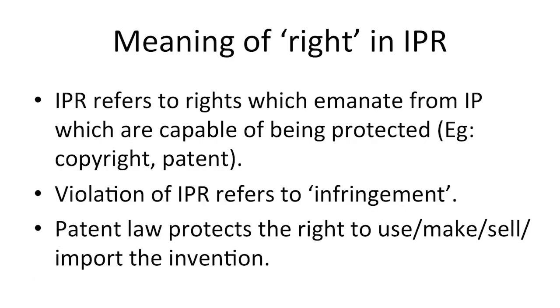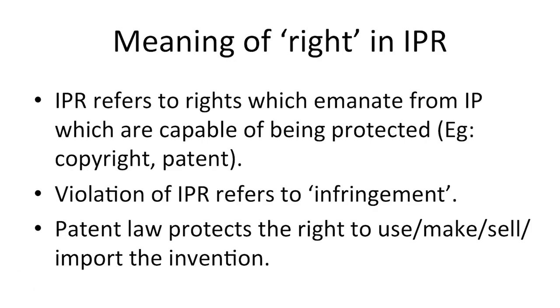In that sense, when we talk about rights in connection with intellectual property, we are talking about rights that emanate from the intellectual property which are capable of being protected. For instance, if there is an artistic work in the form of a book, then the creator of the book or the person who owns the book could stop other people from using that book, from making copies of that book, from disseminating information from the book by different ways because he has an exclusive right over it. In this case, we call that right a copyright.